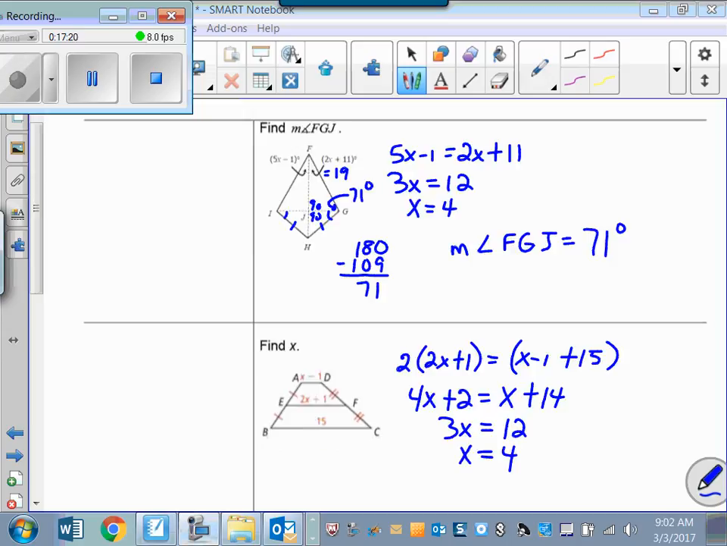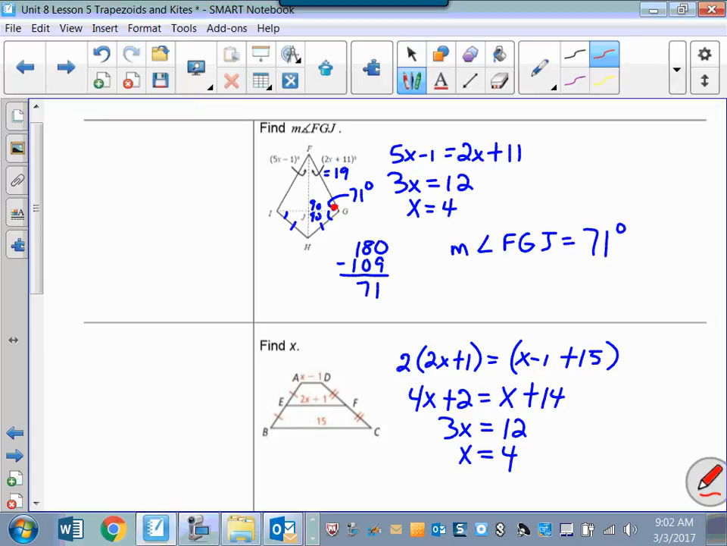All right, here we go. I'm going to talk you through this first one. It took me a second, actually, because I think I was trying to find the measure of angle FGH, and I really could not figure out a way to do that. But what I'm really looking for is this angle right here.